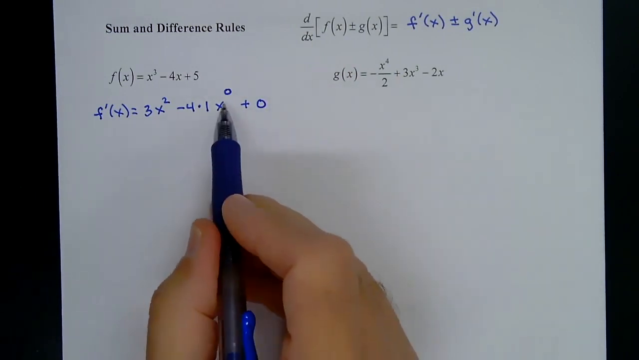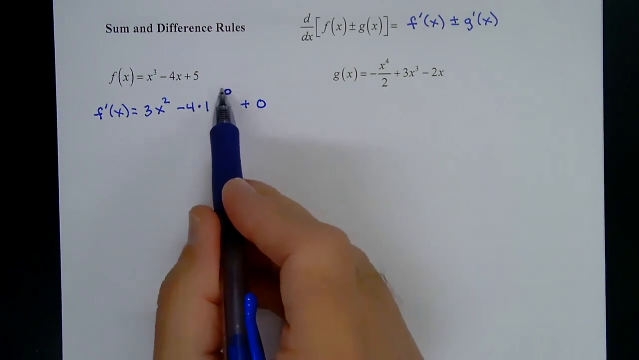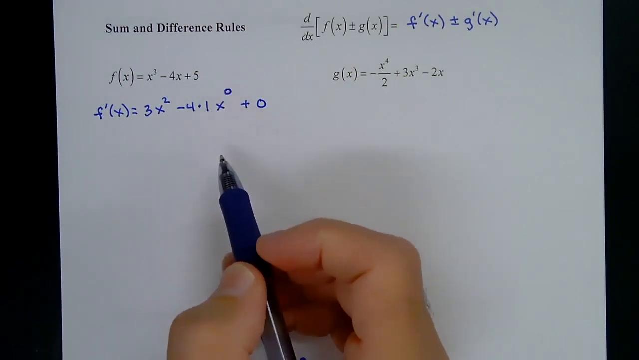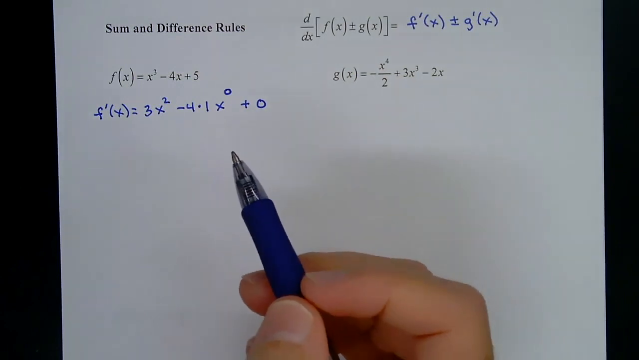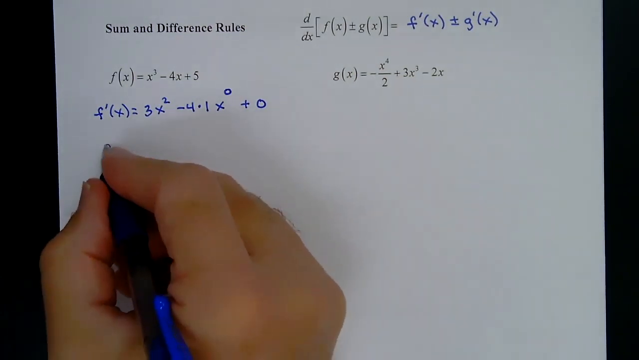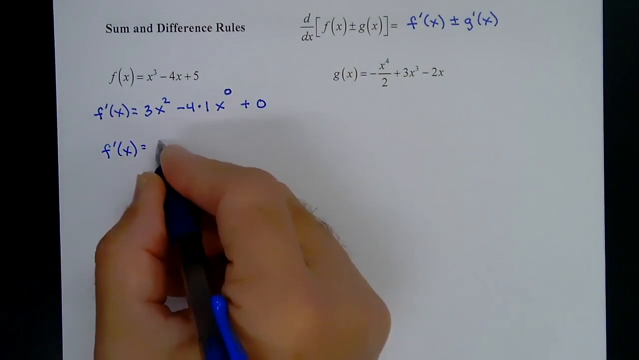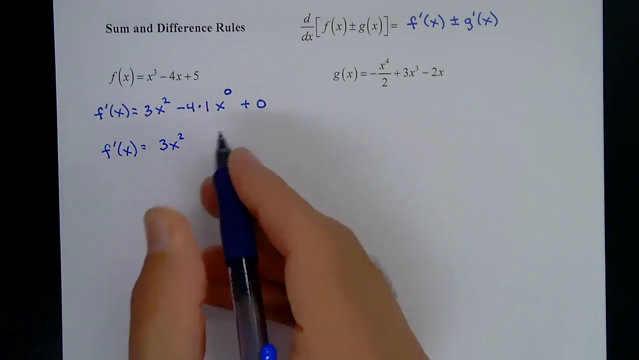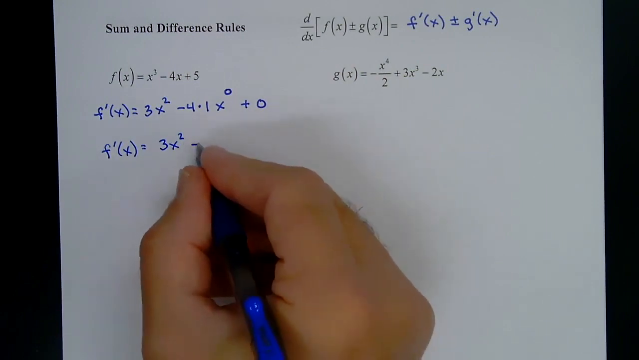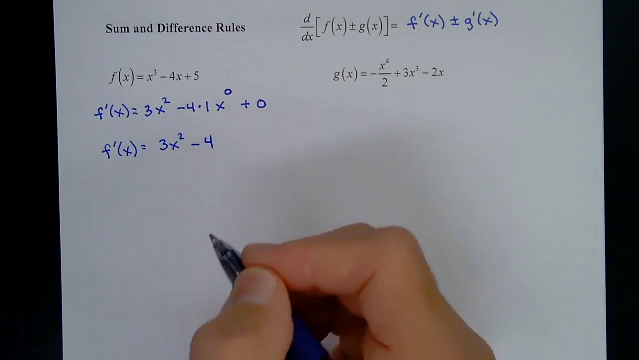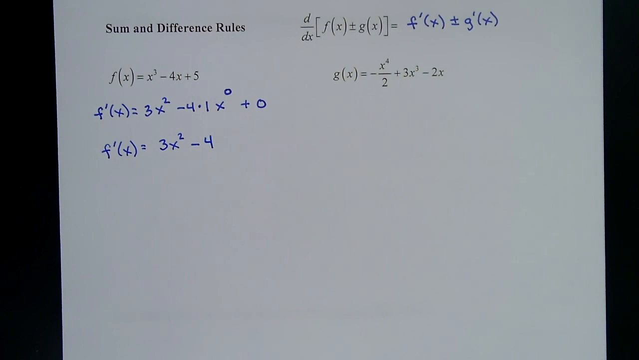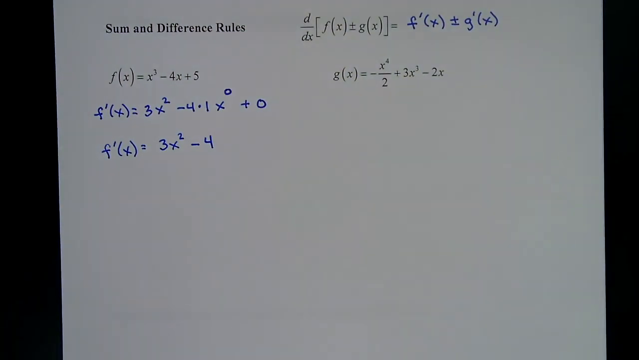All right, so now what is x to the 0 power? Well, x to the 0 power is just the number 1. So that means f prime of x is equal to 3x squared minus 4 times 1, which would just be 4. And that would be the derivative of f of x equals x cubed minus 4x plus 5. The derivative would be 3x squared minus 4.